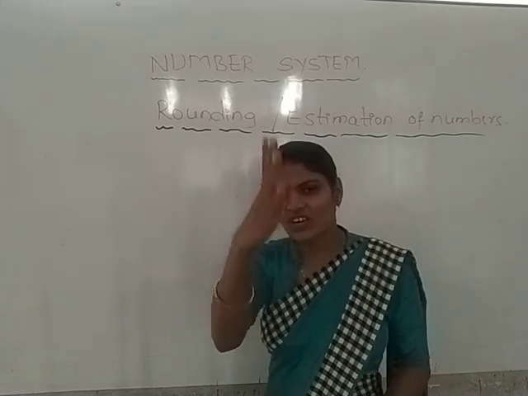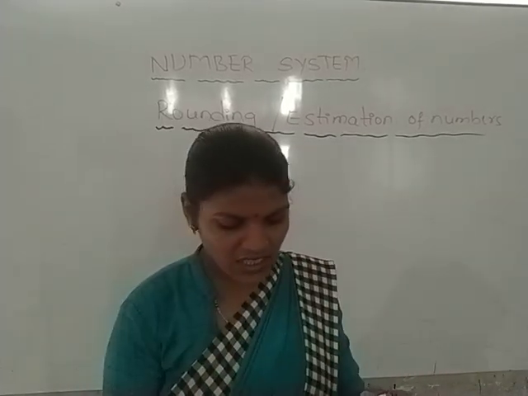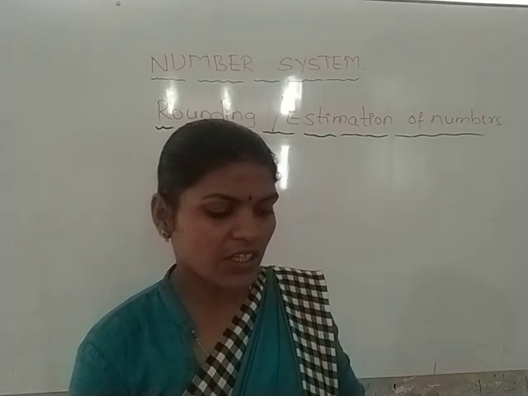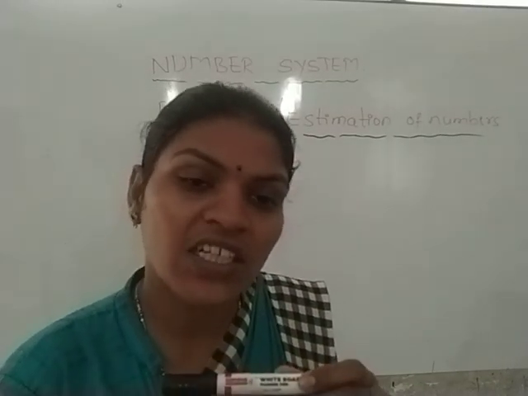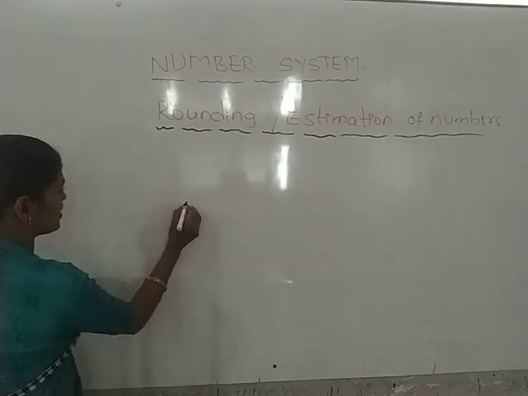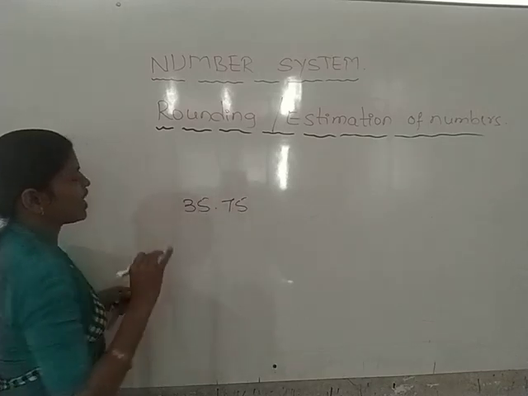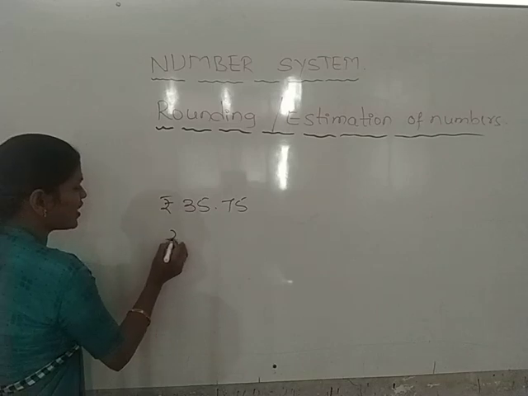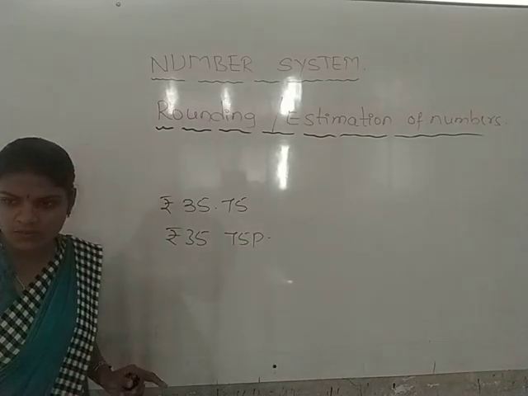For example, let us take some examples. Suppose the cost of a marker is 35 rupees 75 paise. What is the cost here? The cost of this marker is 35 rupees 75 paise. How will we write it? 35.75 in terms of rupees, or 35 rupees 75 paise. You can write it in this way also.